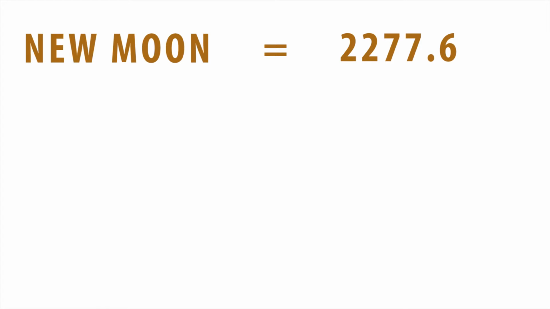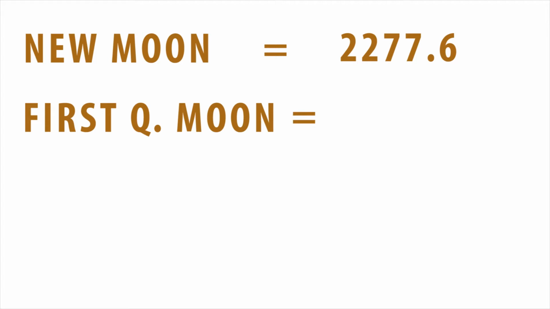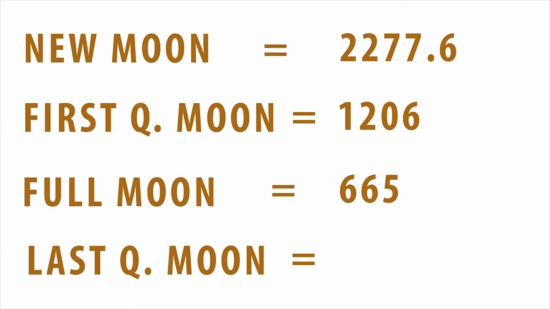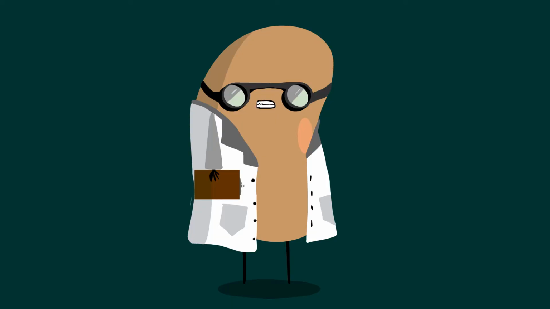2,277.6. When I counted the stars on the other 3 nights, I ended up with this data. For the first quarter moon, I counted about 1,206 stars. The full moon had a count of 665 stars, and the last quarter moon was about 1,726 stars.